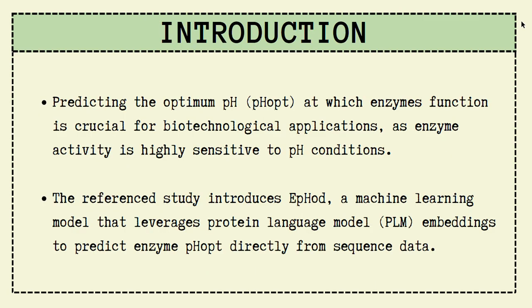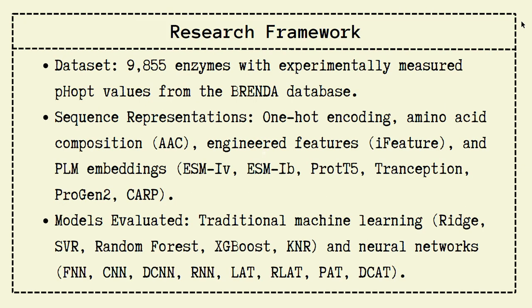So for the introduction part, we know that enzyme activity is highly sensitive to pH conditions, and hence predicting the optimum pH is very important for research and industrial purposes. And the EPHOD model uses protein language model embeddings to predict the optimum pH directly from sequence data, which is a significant step forward in computational enzyme discovery and design. So now let's talk about the methodology.